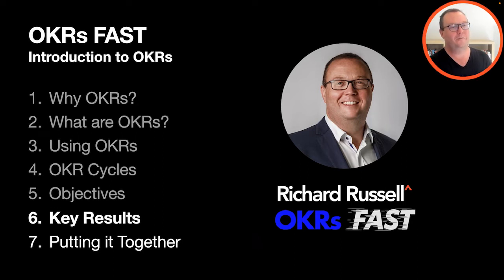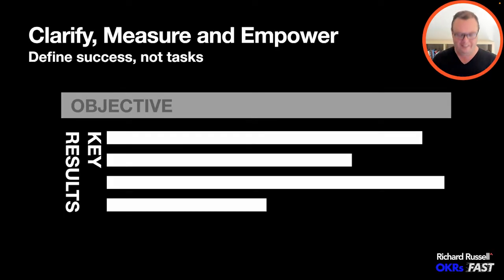Okay, so key results. There are these parts down the bottom here, and I've got 4 of them. I recommend having no more than 5. You could have 2, but usually more than 1 is better. I mean, 2 to 5 is a great number of key results. The purpose of these key results is to clarify, measure, and empower, right? So they're defining what success looks like. It's not about defining the task. It's not about saying do this, then this, then this, or pure project milestones, although you can have milestones in a key result.